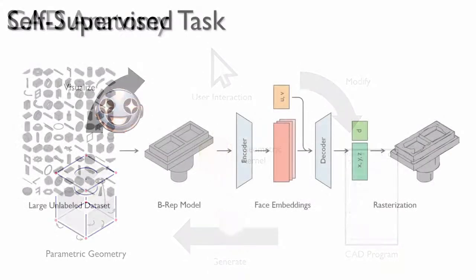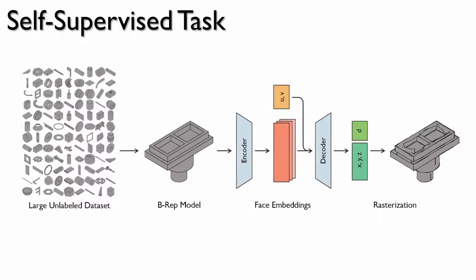So this is what the system is going to look like. We're going to take in a large unlabeled data set of VREF models, put them through some learned encoder, get embeddings for every face, and then decode, what we're calling rasterization, which is essentially function evaluation given a UV coordinate of the face. Can we pull out where it is in space and assign a distance field value for it? So we're trying to reconstruct each of these spaces independently.